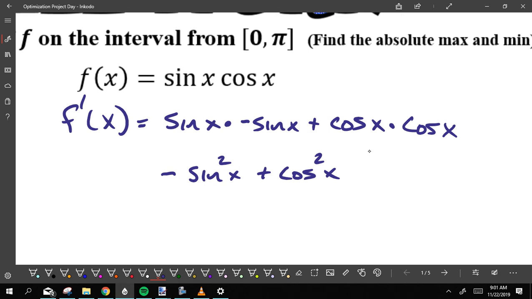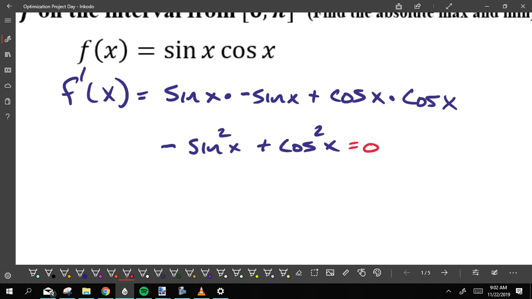Once I find the derivative, if I want to find max and mins, now I'm going to set it equal to 0. I'm going to move the sine squared x over so that we can set them equal to each other. Cosine squared x equals sine squared x.